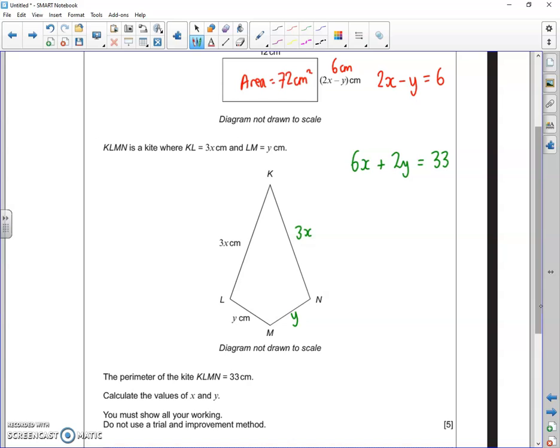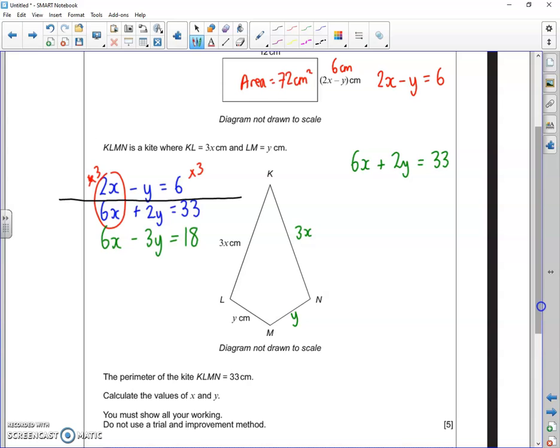Now, I'll try and work here, because I don't want to go over the page. So I'll work on the side. Our two equations are 2x minus y equals 6, that's equation number 1, and 6x plus 2y equals 33. Our first job is to get these matching so that we can take away. To get them matching, I'm going to times the top row all by 3 to make it 6x, and I don't have to do anything to the bottom row then. So our new equation underneath there gives us 6x minus 3y equals 18.